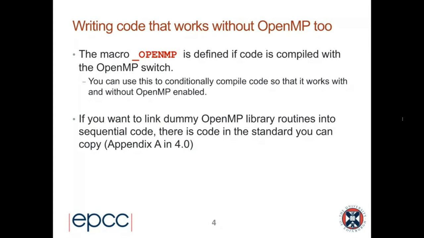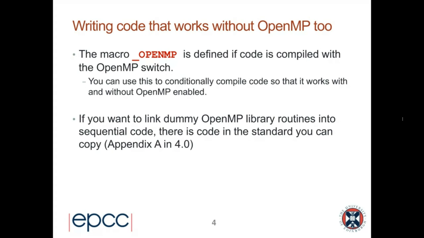So while we're on the topic of writing code that works without OpenMP as well, one handy feature is that the macro underscore OPENMP is defined if your code is compiled with the OpenMP switch in the compiler. So you can use this as a portable way to conditionally compile code so that it works with and without OpenMP enabled. As I said before, the way the directives are structured does half the job for you. The problem comes if you have calls to the runtime library, for example calls to omp_get_num_threads or omp_get_thread_num, and you want to conditionally compile those so that your code still works without OpenMP. Then you can use this macro as in an ifdef for the preprocessor.